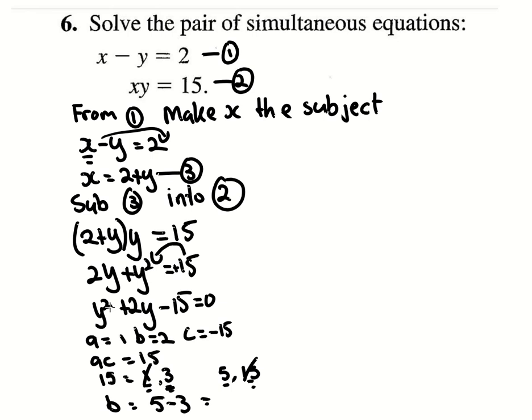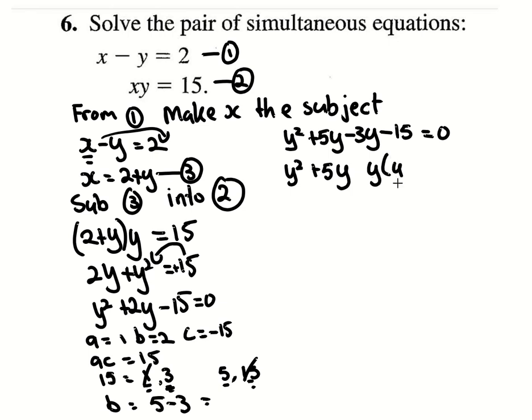So now wherever you see B in your original, you're going to put 5 minus 3. So 5y minus 3y. It is going to now turn y squared plus 5y minus 3y minus 15 is equal to 0. Now this has become factorizing with 4 terms. When you have to factorize with 4 terms, what do we do? We take our first pair, which is y squared plus 5y, factorize it. That's y by y plus 5. And your next pair is minus 3y minus 15.